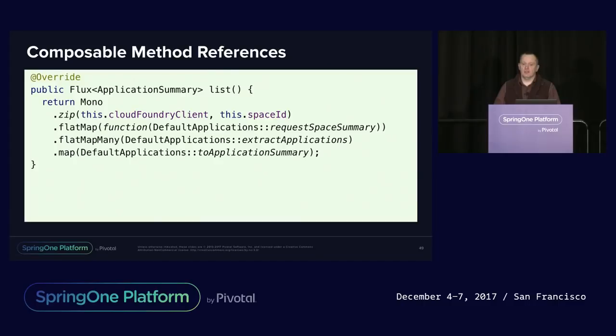I'm then going to use the information that it provides to extract the applications. I'm going to take application information from that request space summary. And finally, I'm going to map, so I'm going to convert this into an application summary. So there's all sorts of cleverness going on underneath that, all sorts of Reactor. But at the high level, I can say exactly what it does. Nice and straightforward.